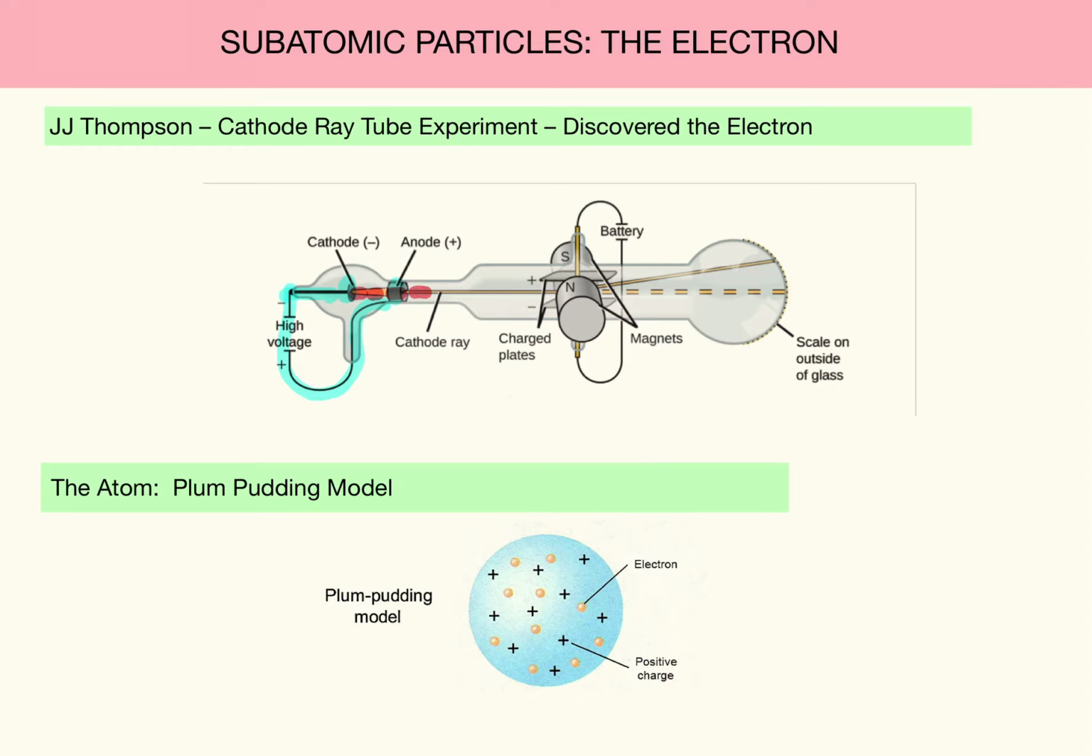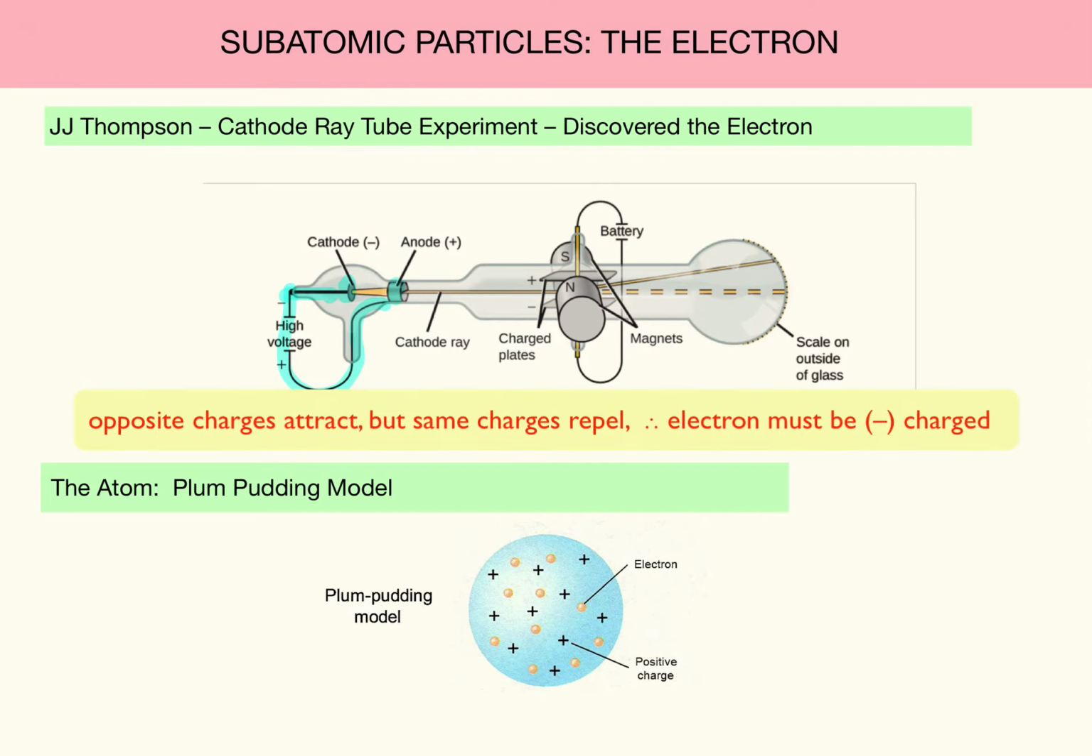But because there was a little slit cut in the positive plate, this beam of material just kept going, passing right on through it. And what Thomson noticed was, if you took that beam and put it close to a positive charge, it would actually bend toward it. And he noticed if you took that beam and put it next to a negative charge, it actually moved away from it. What does this mean?